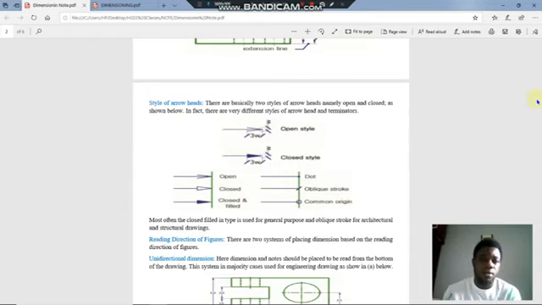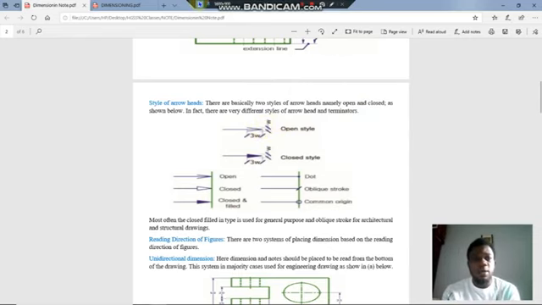Now, style of arrowhead. Arrowhead can come in different forms. We have the open style, we have the closed style, and then we have the closed and filled type, as you can see here.